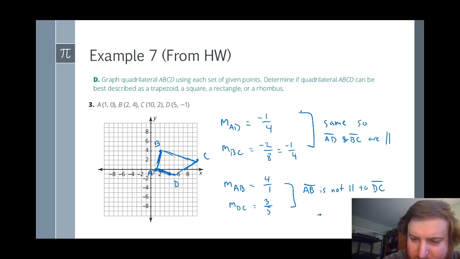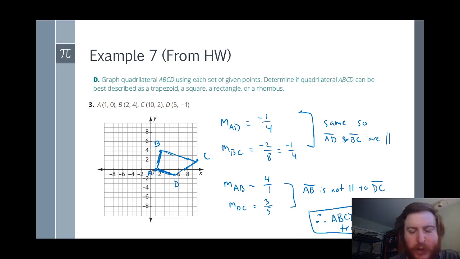So then we could say, therefore, this three dots is a symbol for therefore, ABCD, that shape, is a trapezoid. Why is it a trapezoid? Trapezoids have one pair of parallel lines, and then the other pair of lines are not parallel. Okay, that's a trapezoid.